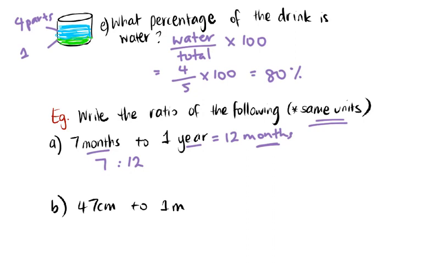If I look at the bottom example here, we've got 47 centimetres to 1 metre. Now it's better to have whole numbers compared to decimals, so what I'm going to do is convert my metres to 100 centimetres. So my ratio is 47 centimetres to 100 centimetres. And now this is a good ratio because they are both the same units.